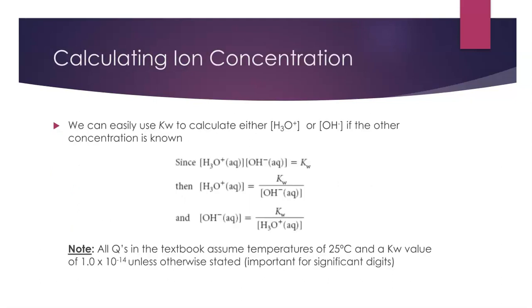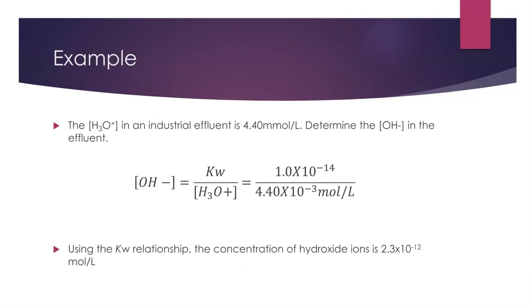We can use the water ionization constant to calculate the hydronium or hydroxide ion concentration if the other is known by rearranging the expression. In this example, the hydronium ion concentration of an industrial effluent is known. The expression can be used to calculate the concentration of hydroxide ions.